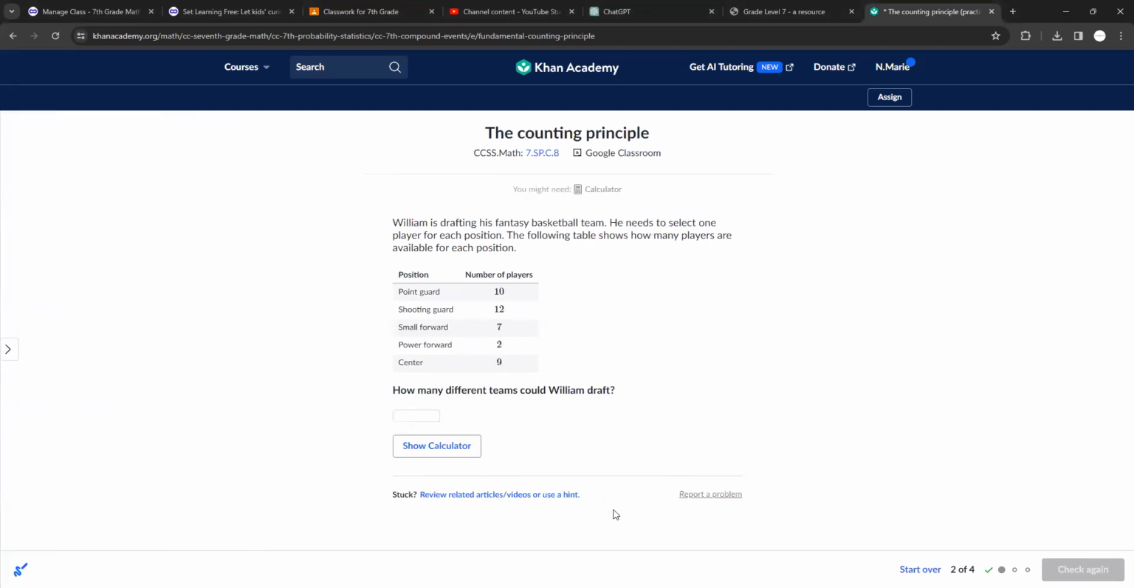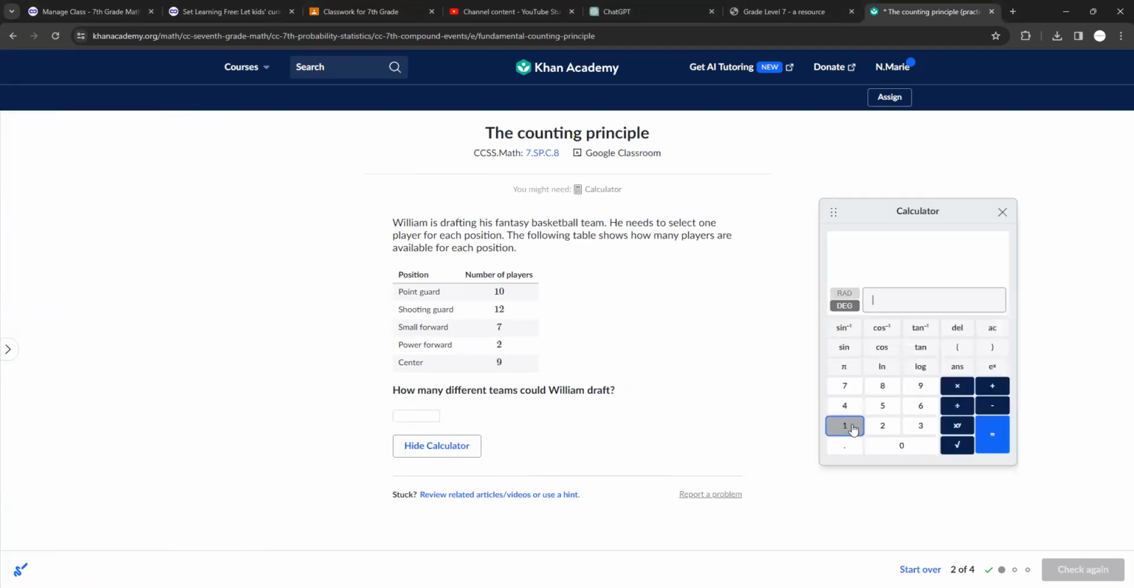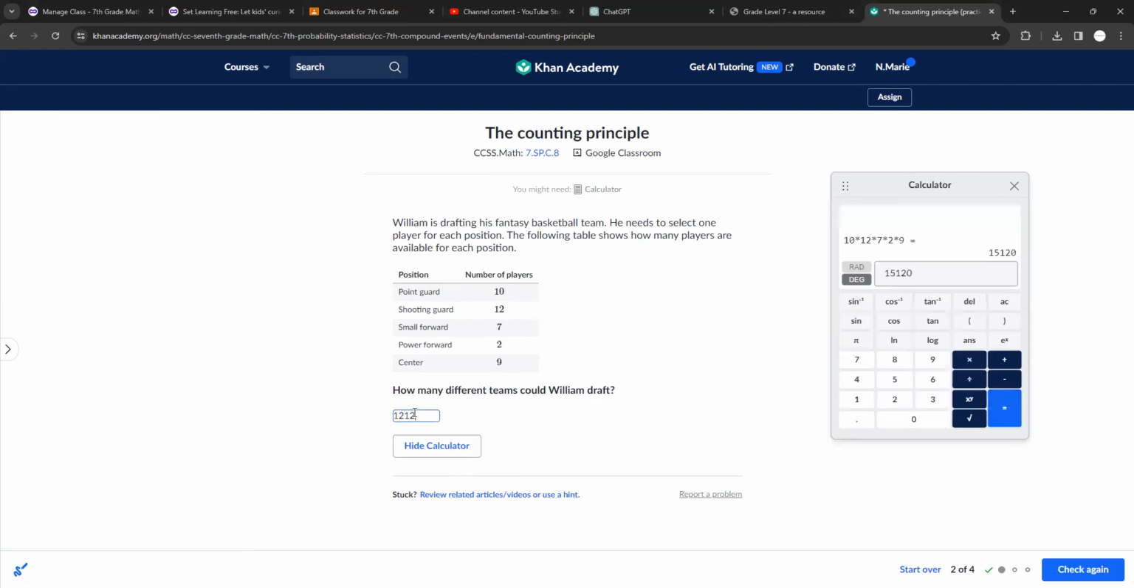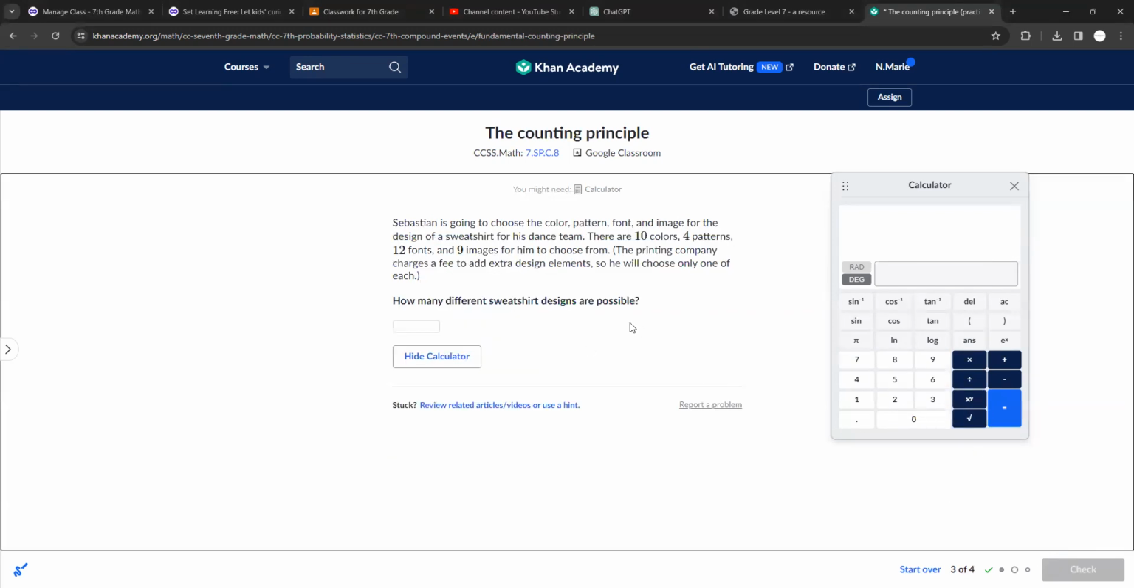All right, let's go to the counting principle. These are simple. They're asking, how many teams can I make with all these different players? William is drafting his fantasy basketball team. He needs to select one player for each position. The following table shows how many players are available for each position. How many different teams can he make? All right, if we multiplied those together, you can see we would get 15,120 different teams he could make with just these amount of players.